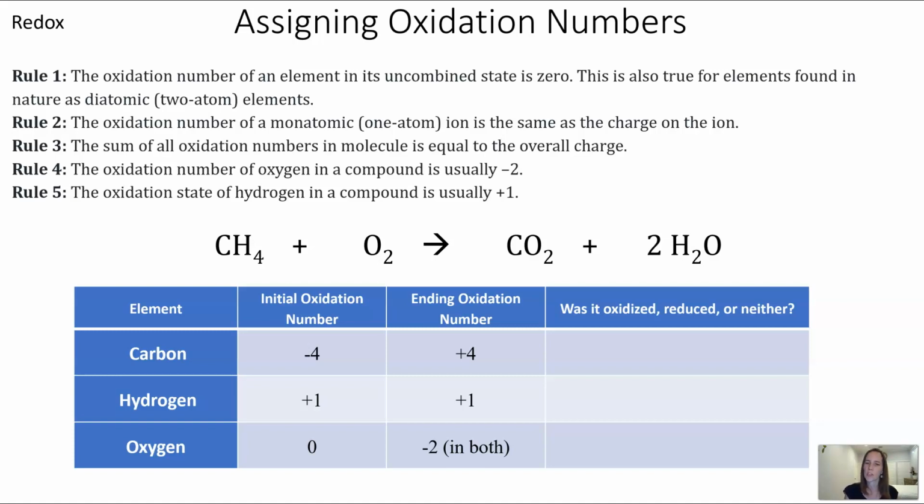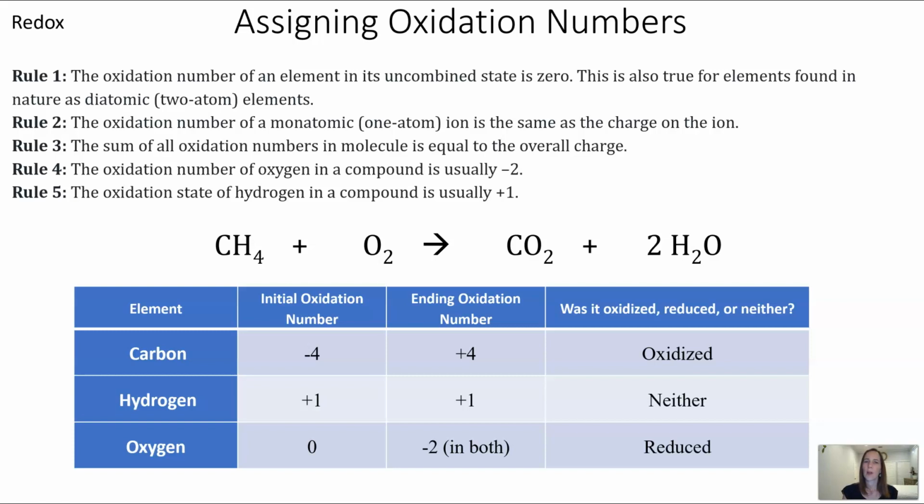All right, final question. Which of these molecules was oxidized, which was reduced, and which was neither? So let's look at it from an atomic perspective, looking at carbon, at hydrogen, and oxygen, which one was oxidized, which one was reduced, and which one was neither.